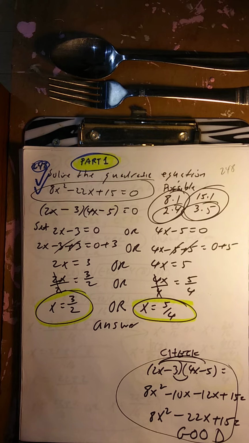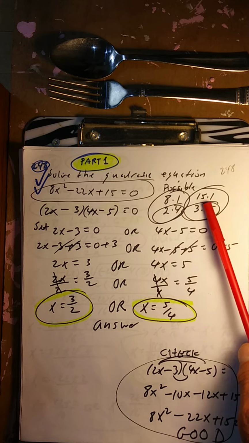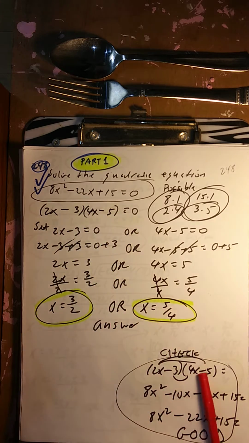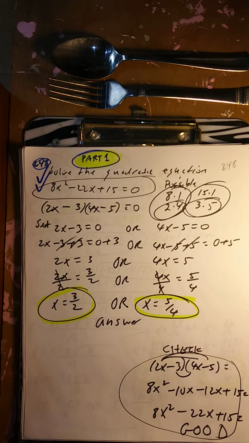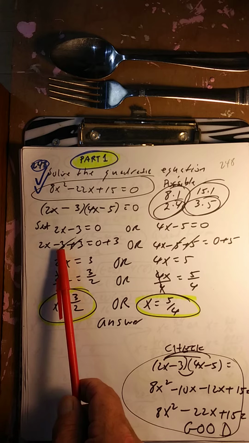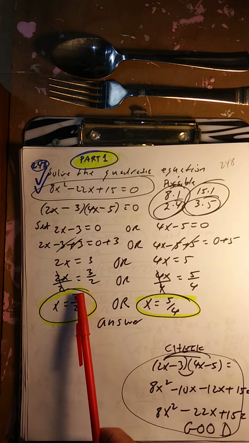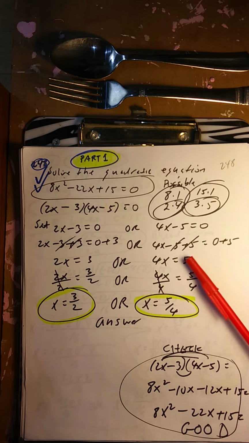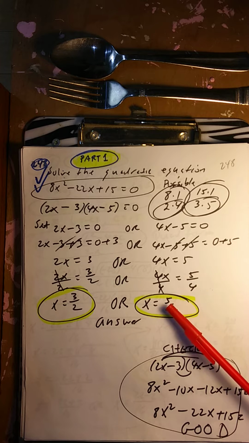Solve by factoring again. First numbers are 8, 1, 2, 4, 15, and 1, 3, 5. I'm going to guess this. 2x minus 3, 4x minus 5. Check it. Let's go. Ready? So we have 2x times that is 8x squared minus 10x minus 12x plus 15. So we have 8x squared minus 22x plus 15. Yes, it matches. 2x minus 3 equals 0. Add 3, add 3. 2x equals 3. Divide by 2. So x equals 3 halves. Over here, 4x minus 5 plus 5 plus 5, so 4x equals 5, divided by 4, so x equals 5/4. So 3 halves, 5/4.